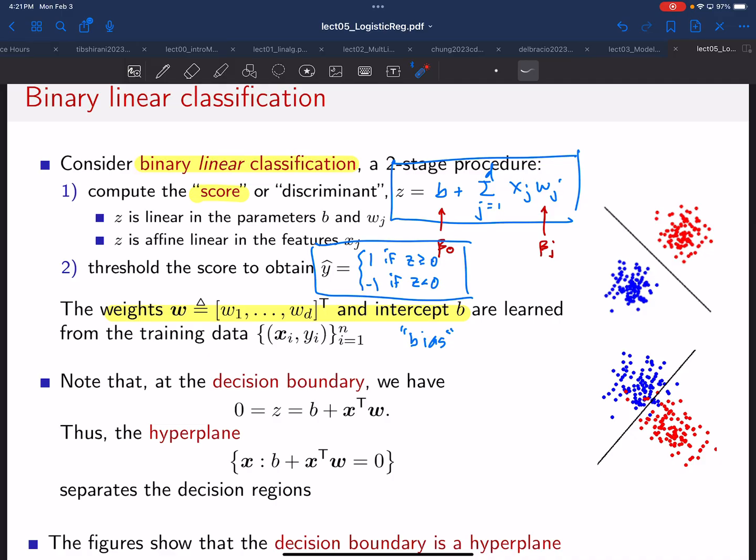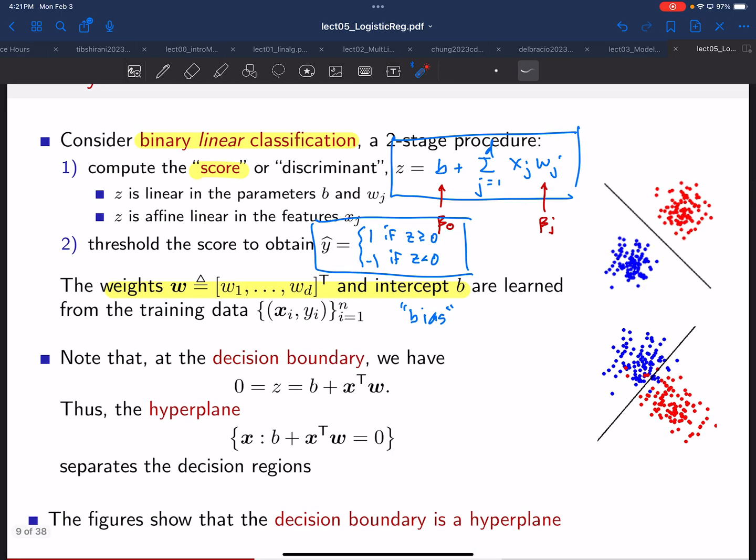Okay, so let's think about what happens at the decision boundary. Remember that based on this way of thresholding things, you can see the boundary is right when z equals 0. And so z equals 0 is a special set of points x that lie on that boundary. So this is the decision boundary, or the hyperplane. It's the set of feature vectors x such that b plus x transpose w equals 0.